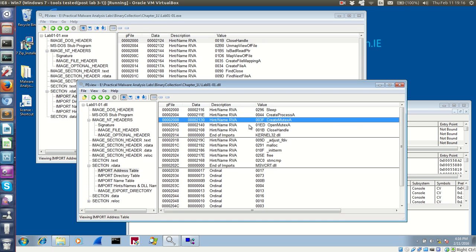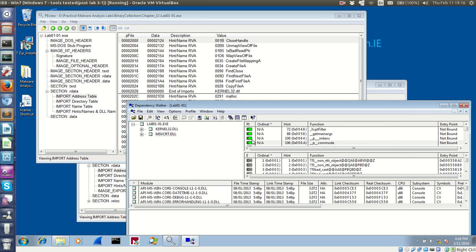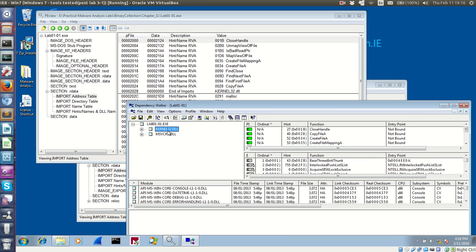Next question, are there any other files or host-based indicators that you would look for? And so what it mentions is here in the .exe. Oh, by the way, I'm using PEview for both of these, but you can also use Dependency Walker to look at the libraries, the DLLs that the exe, for instance, imports, and I'll show you the same thing.